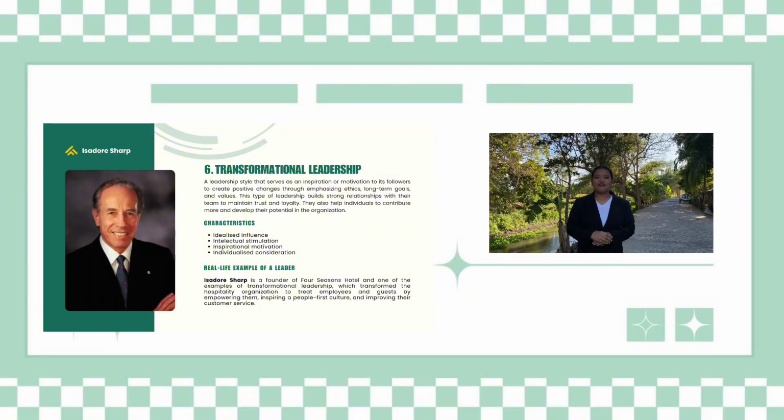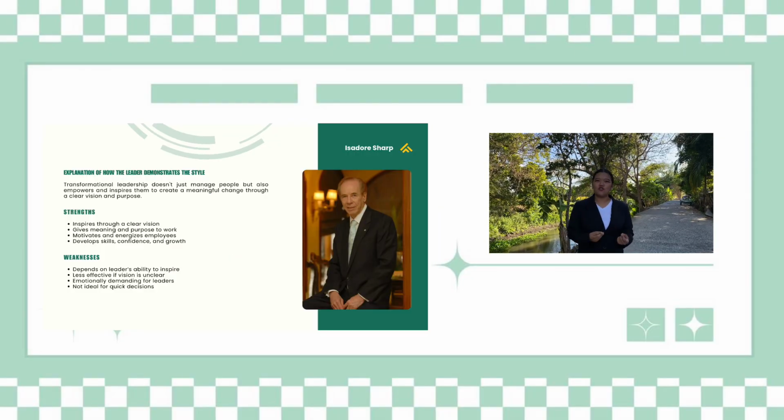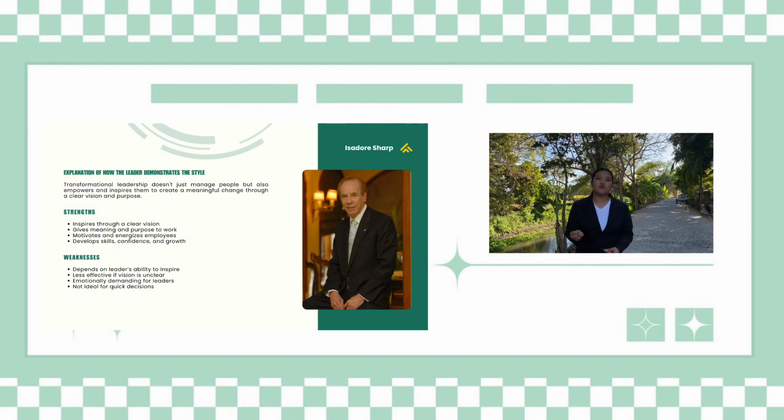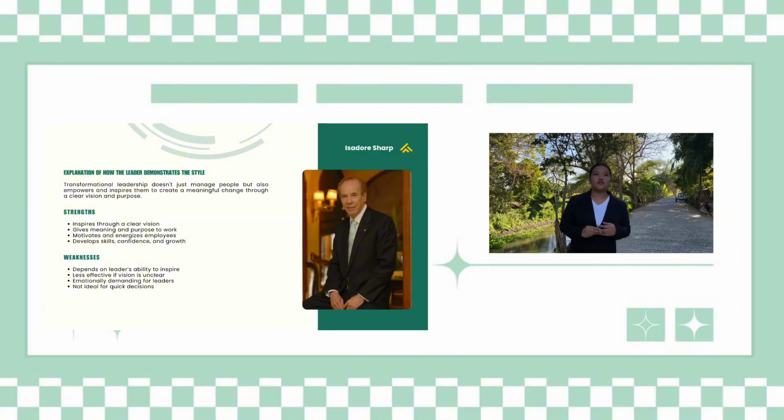For a real-life example, we have Isadore Sharp, the founder of Four Seasons Hotels and Resorts. He is known for transforming the hospitality industry by focusing on a people-first approach. He believed that if employees are well taken care of, they will also provide excellent service to guests. He demonstrates transformational leadership by inspiring employees through a clear vision of excellent service, building trust and strong relationships within the organization, and empowering employees to make decisions.